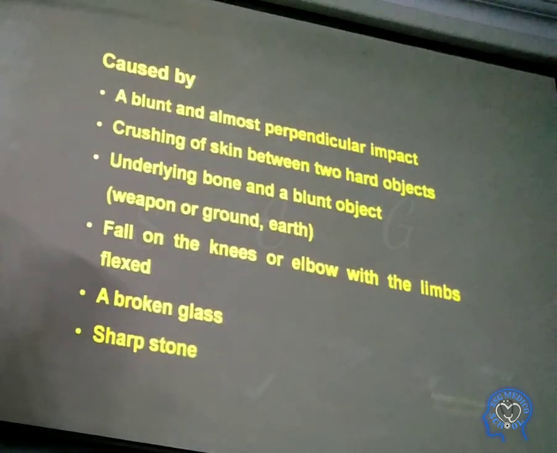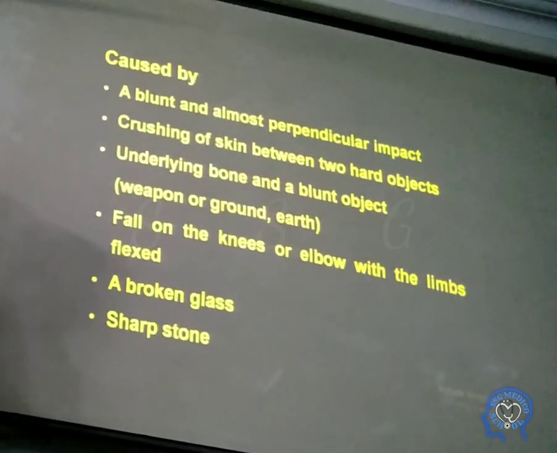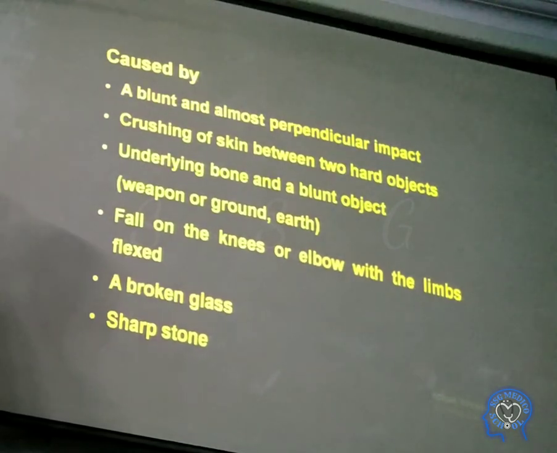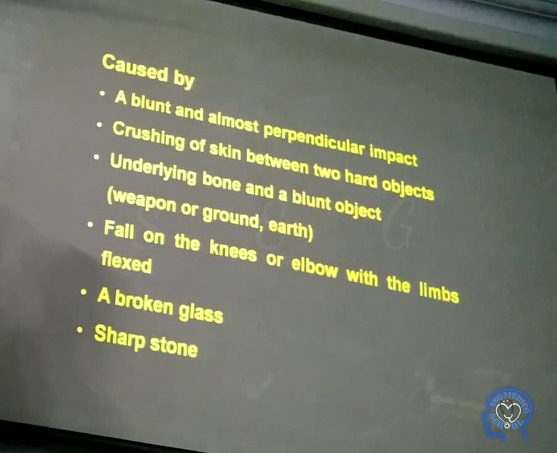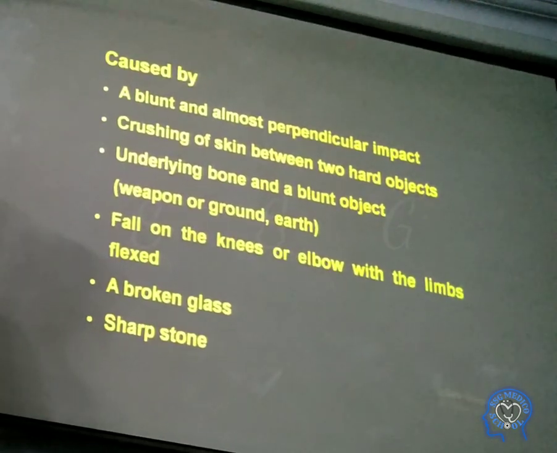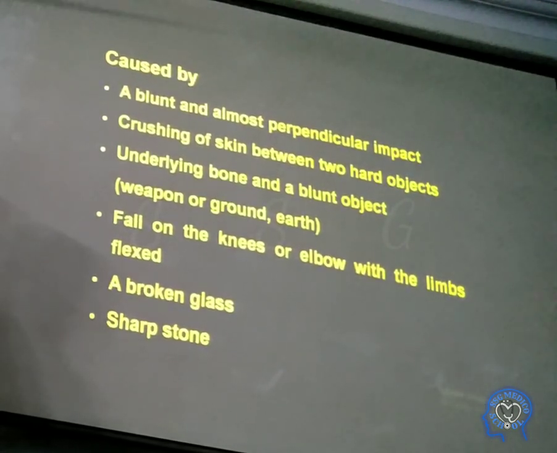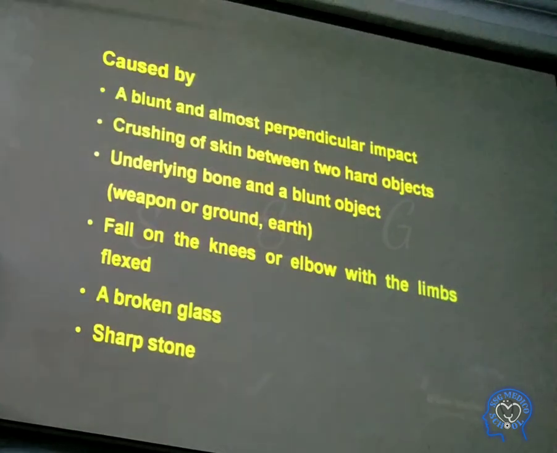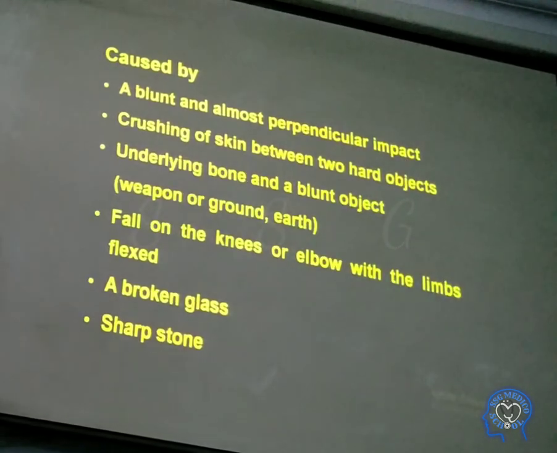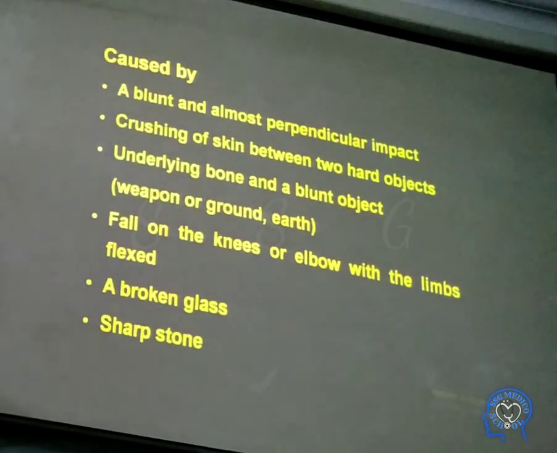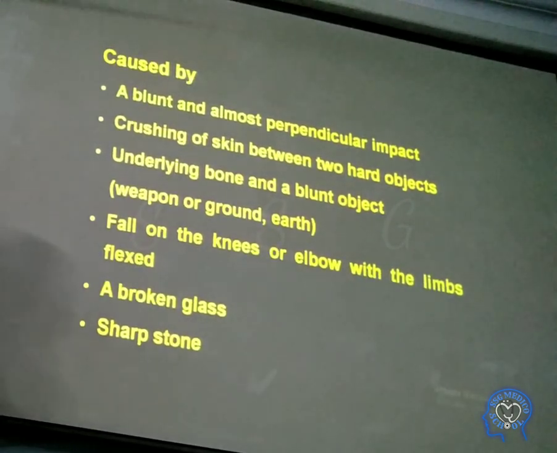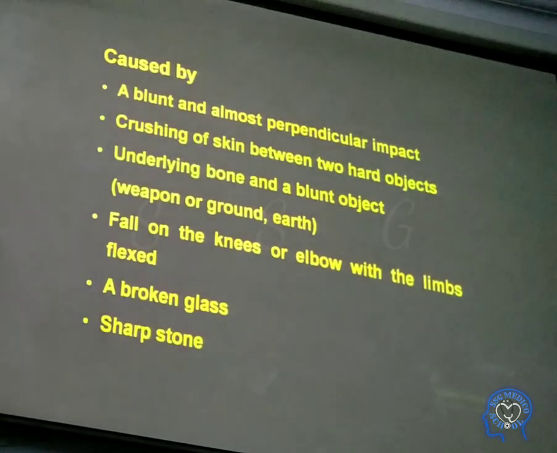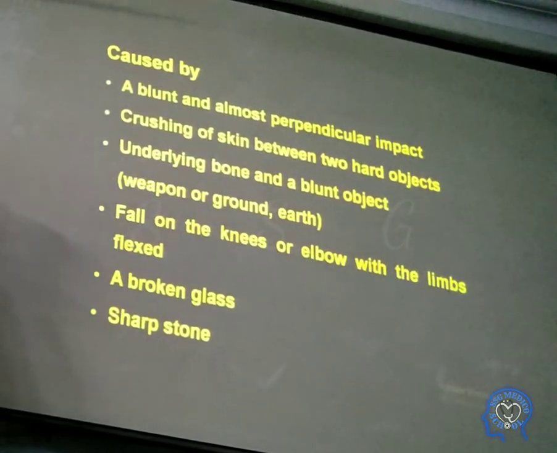It is produced by perpendicular impact on the body. Crushing of tissues between two hard objects. One is the hard impacting object and the other is the bone. Tissues are crushed between the two hard objects. Like a fall on the knee or elbow, broken glass, sharp stone, effects of a hard object on the bone, chin. Next.